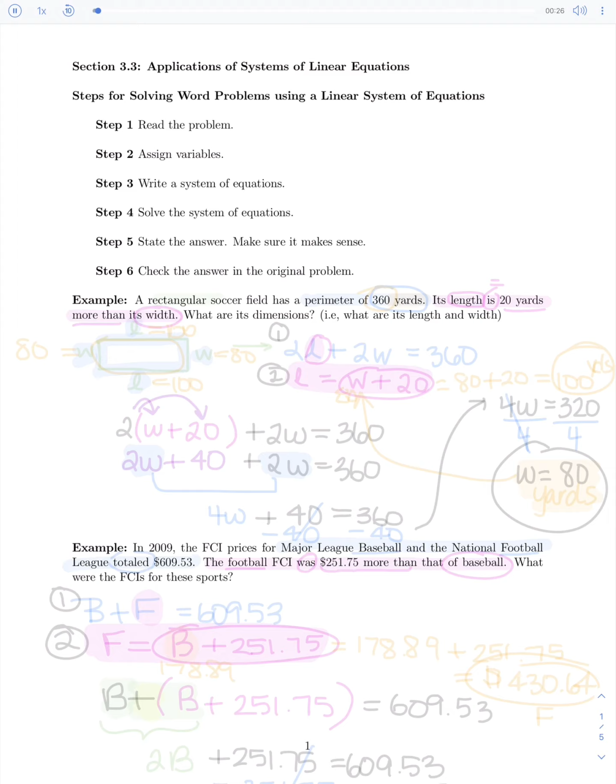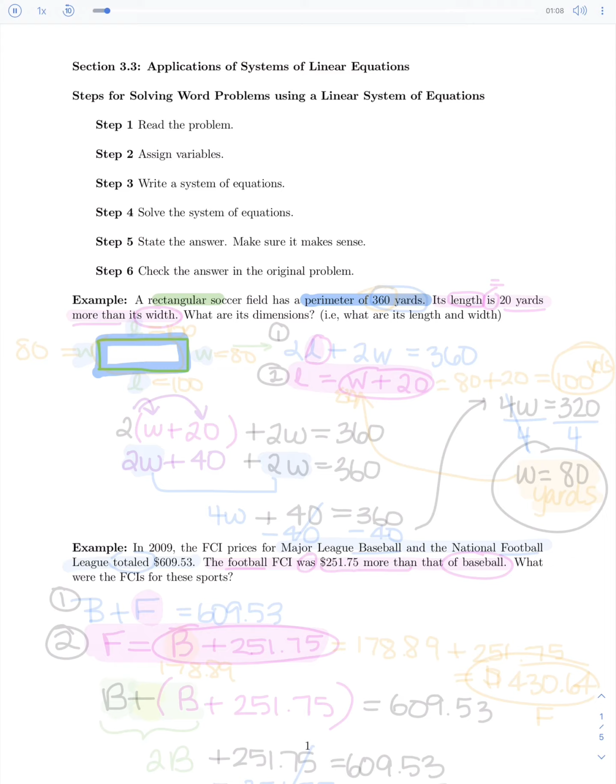In this first example, we have a rectangular soccer field. So I'm going to start off by drawing myself a picture of a rectangle. And the first thing that they mention is the rectangle's perimeter. The perimeter, they're telling me, is 360 yards. Well, what is the perimeter of any object? Perimeter is just a loose term for saying the distance around an object, meaning if we were to walk around the rectangular soccer field and add up all those lengths.